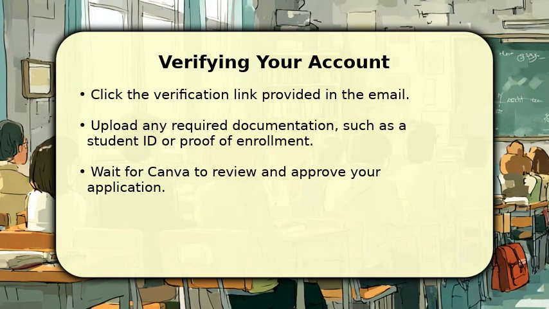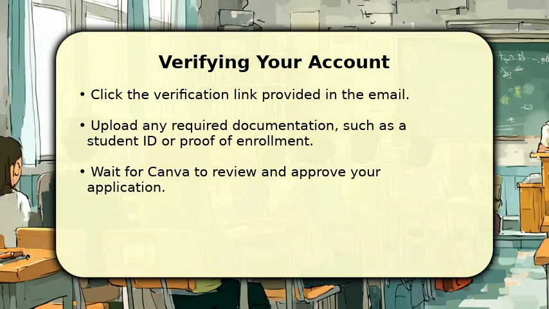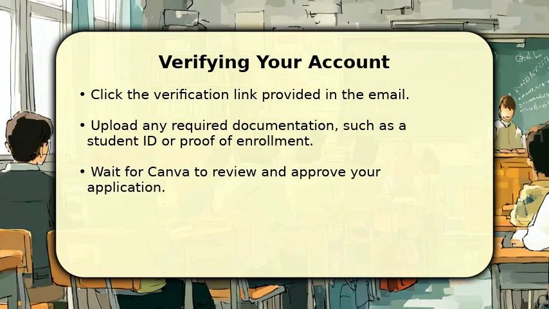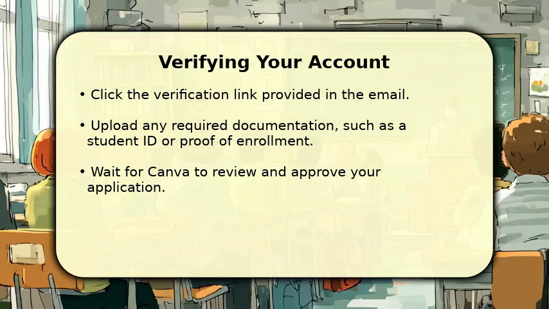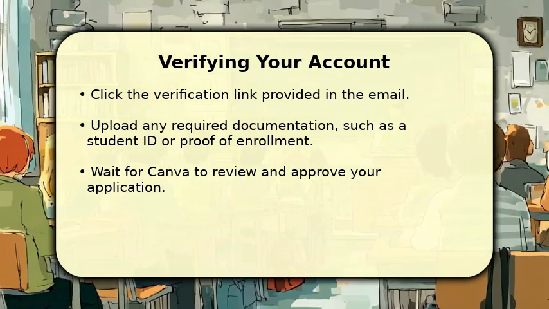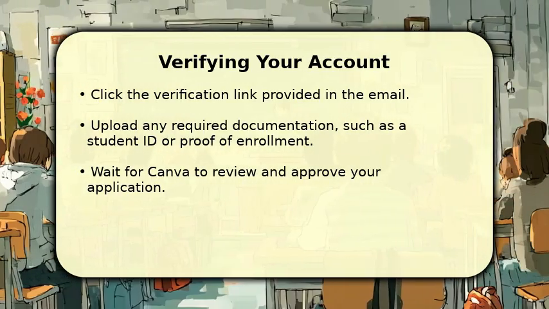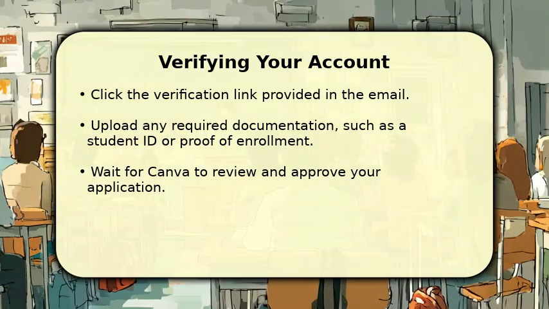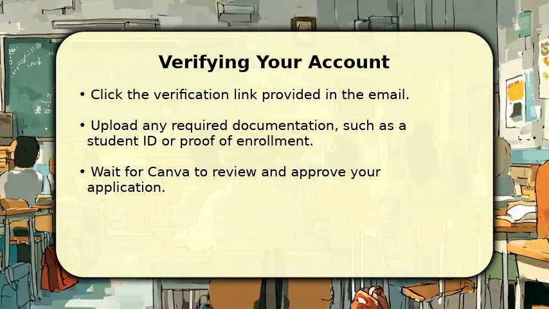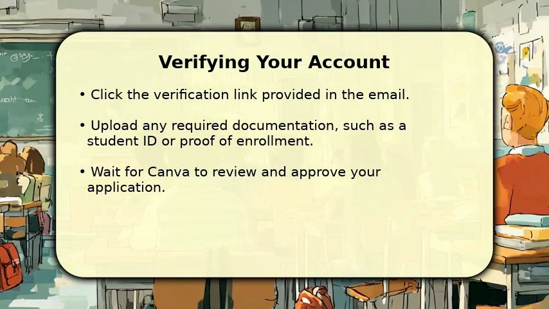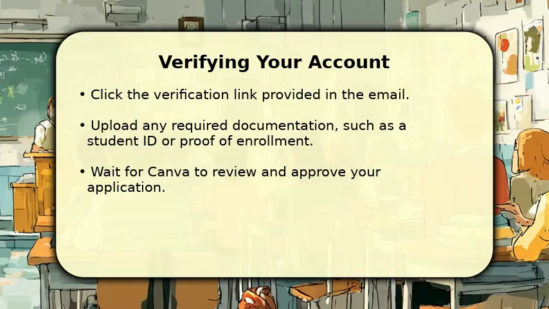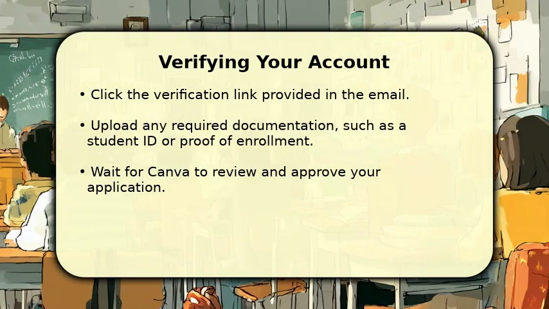Upon receiving the verification email, click on the provided link to confirm your account. You might then be prompted to upload additional documentation, such as a clear photo of your student ID or official proof of enrollment. Be patient as Canva reviews your application. This typically takes a few business days. Once approved, you will gain full access to all Canva Pro features.